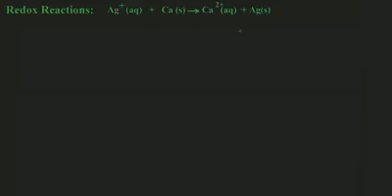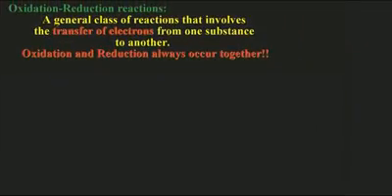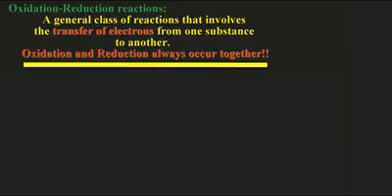Okay. We'll discuss how this is possible, how to predict whether or not this will occur, and what the concepts are behind a redox reaction. First things first, what is a redox reaction? A redox reaction is a shorthand notation or term for oxidation reduction reactions, and basically these are a general class of reactions that involve a transfer of electrons from one substance to another. So oxidation and reduction always must occur together.